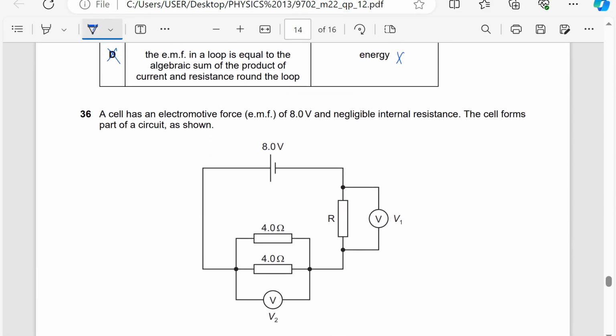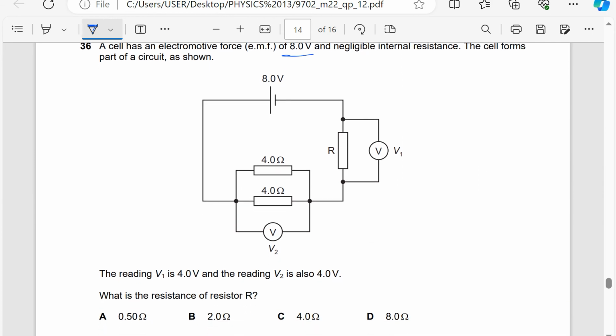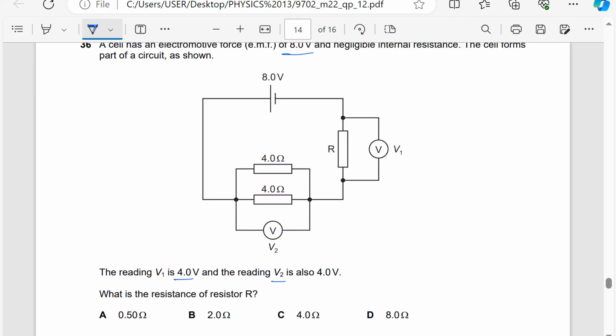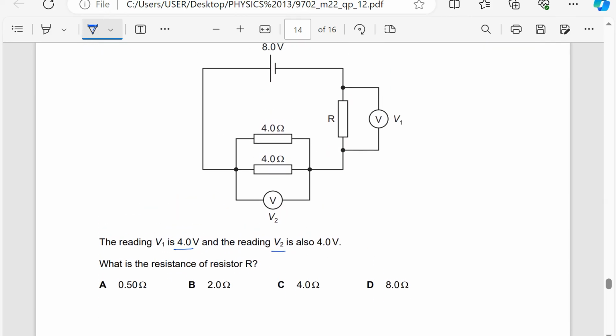A cell has an EMF of 80 volts and negligible internal resistance. The cell forms part of a circuit as shown. The reading V1 is 4 volts and the reading V2 is 4 volts. What is the resistance of resistor R? So let's start from this part here where the reading is V2. Let's first find the PD corresponding to V2.